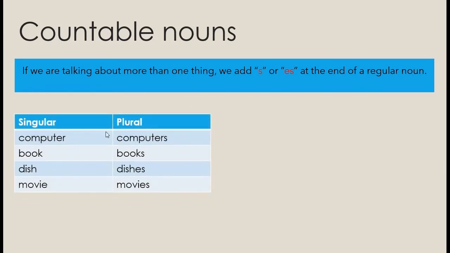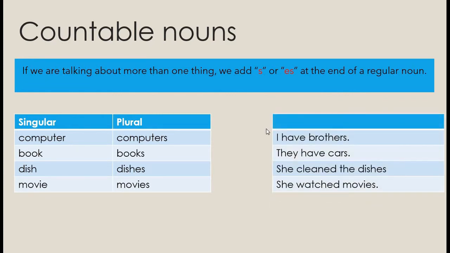Let's see. Computer, computers. Book, books. Dish, dishes. Movie, movies. I have brothers. We add s to the word brother. This means that more than one brother. They have cars. Cars also plural. It means more than one car.